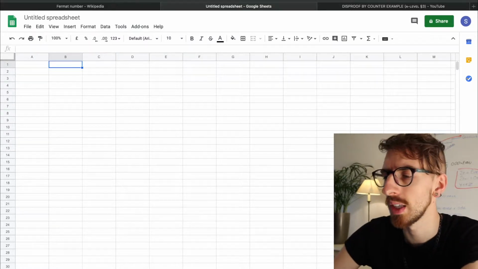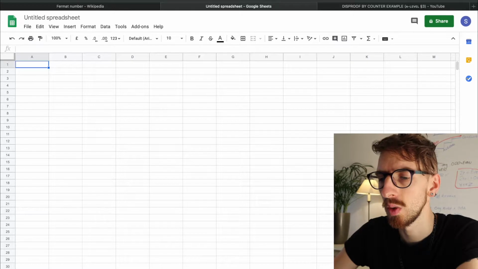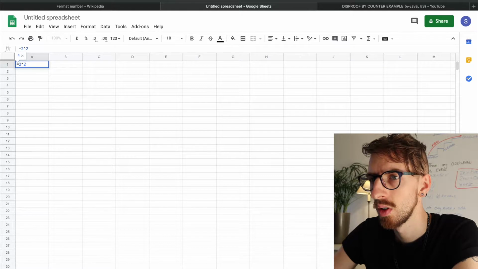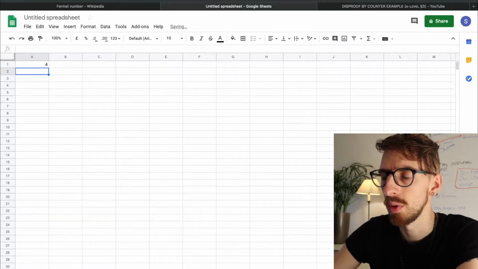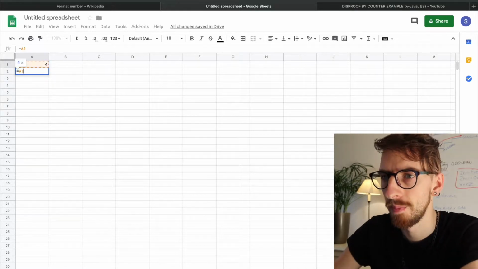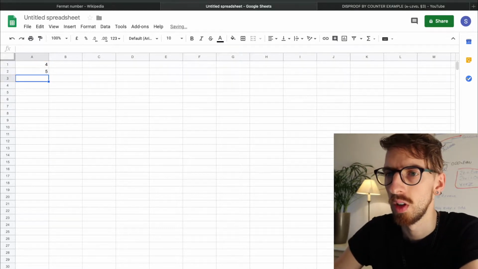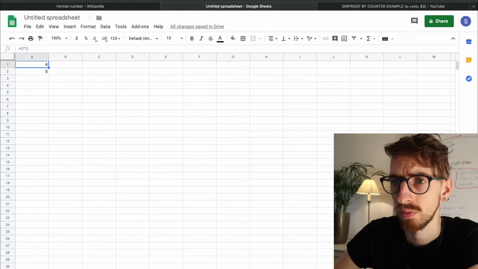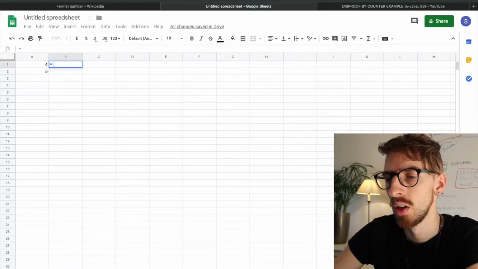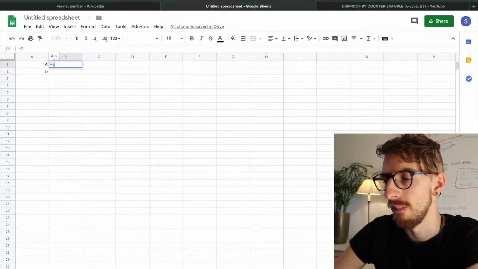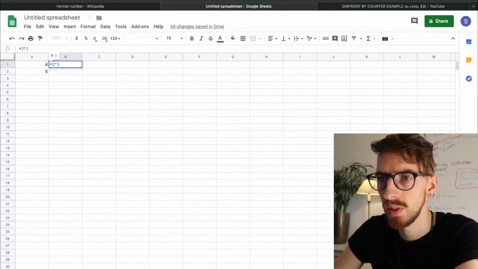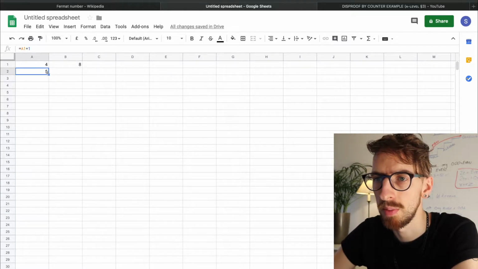So what we're going to do first is just do equals 2 to the power of 2, and then plus 1. That's a Fermat prime right there. Here, we're going to do 2 to the power of 2 to the power of 3, then we're going to do that plus 1.